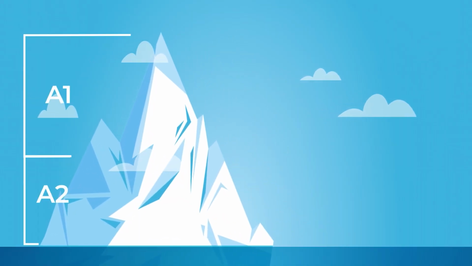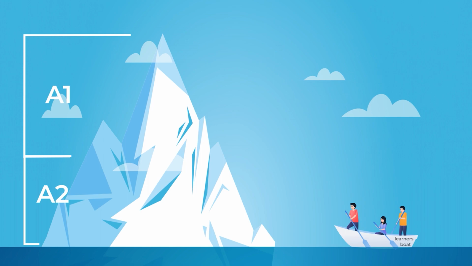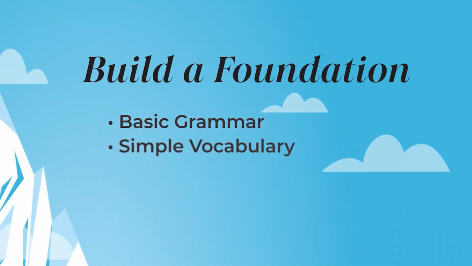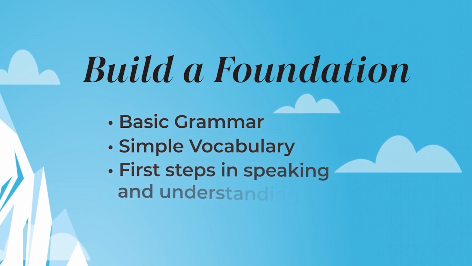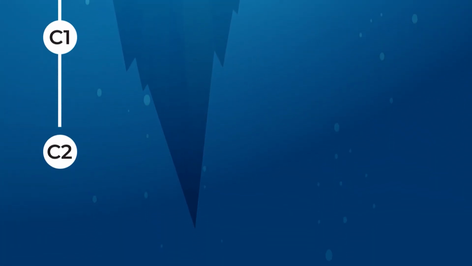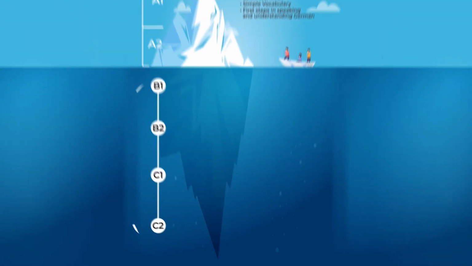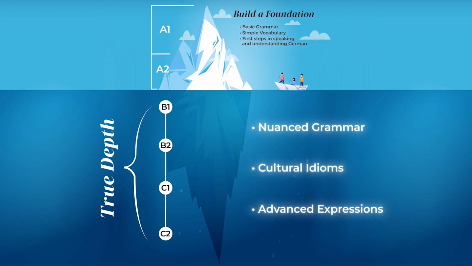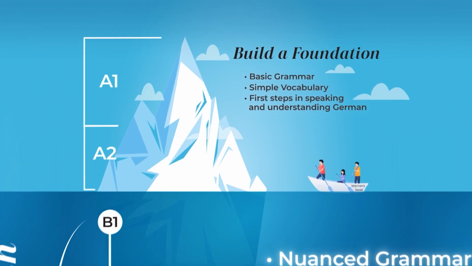The A1 and A2 levels are what most German learners encounter at the surface. They're where you build your foundation, basic grammar, simple vocabulary, and your first steps at speaking and understanding German. But as with any iceberg, what's beneath the surface is much deeper, more complex, and far less explored. B1 to C2 levels represent the true depths of the language, nuanced grammar, cultural idioms, and advanced expressions that many learners simply never reach. But it all starts with today's video, well above the surface at the A1 level.